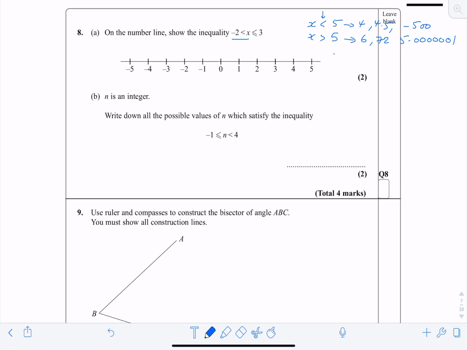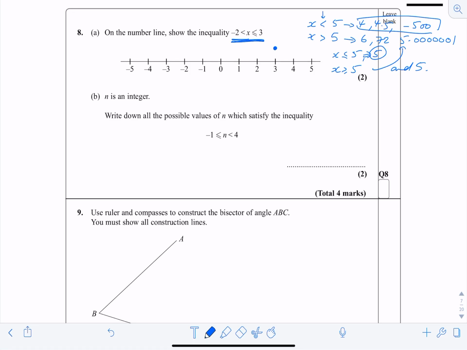Now, if it's x ≤ 5, that's what that little other line means, then 5 is included in our numbers. So we've got all the numbers up here as well, so anything less than 5, but it also includes 5. And similarly, x ≥ 5, it's all of those numbers up there and 5 as well. So here what we've got is an inequality that's got two inequalities in both sides. And it says that x is less than or equal to 3. Now it's less than or equal to, we represent that with a dot.